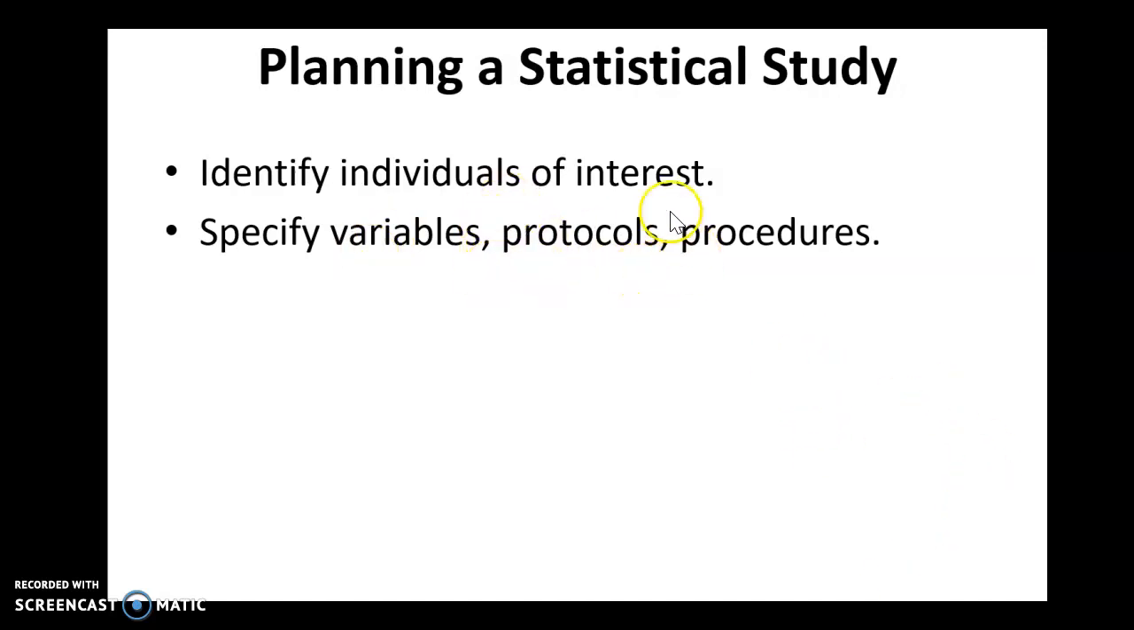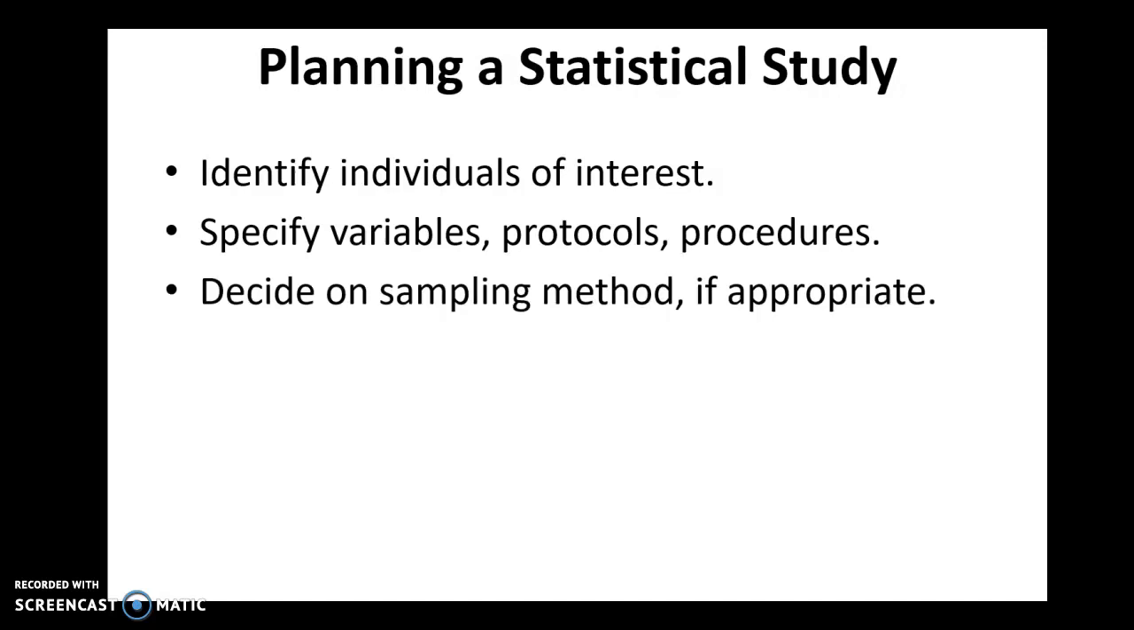Protocols. What are our protocols and procedures? What are we going to do? How are we going to collect this data? In an experiment, there are certain things we must do, and in a sampling, there are certain things we must do. So we just have to be aware of what those are. Okay, so if we're doing a sampling method, decide which one is appropriate. Stay away from convenience or voluntary response. We don't want those. They're no good.